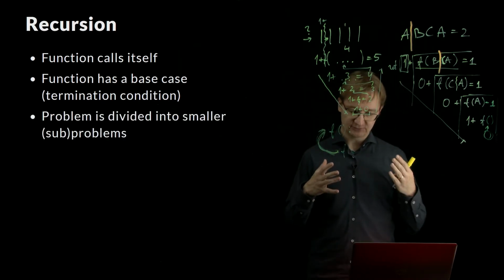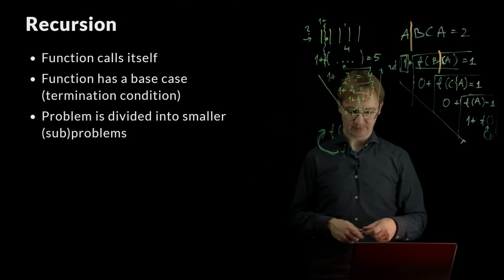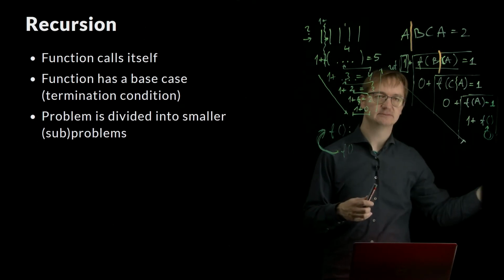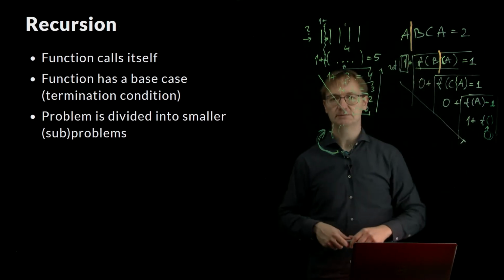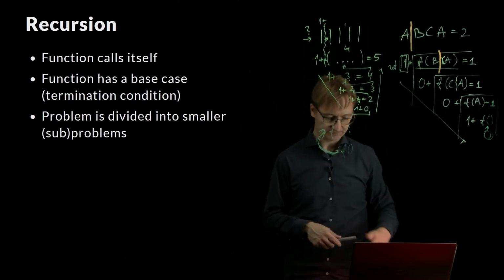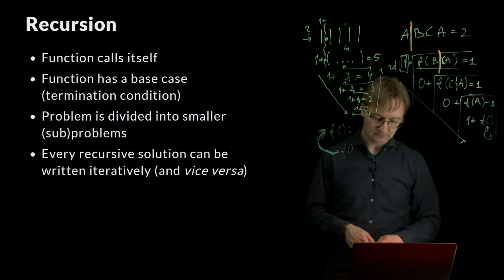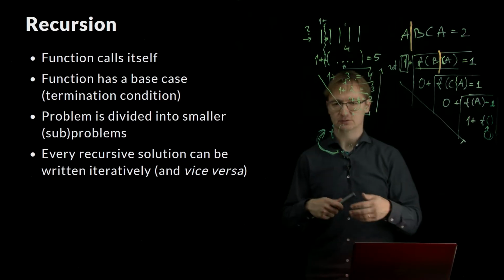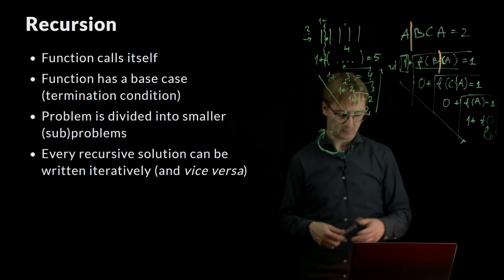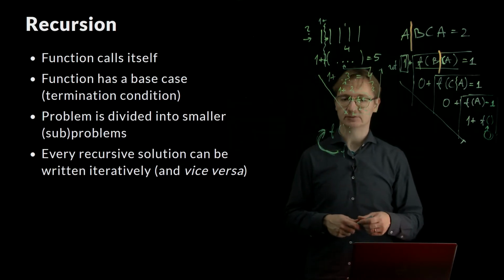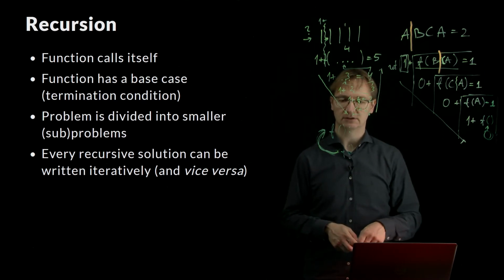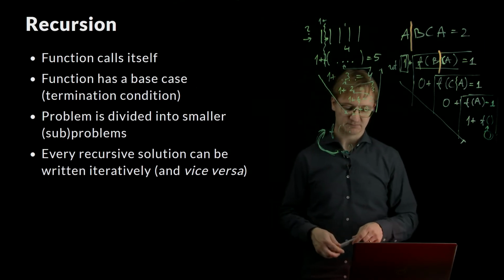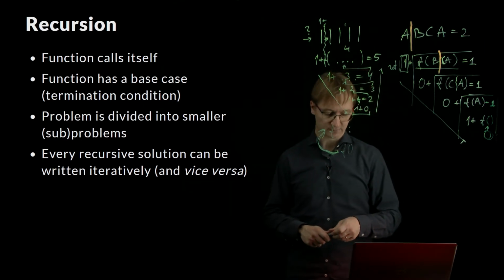And usually we try to divide the problem into smaller sub-problems. So as I saw here, instead of trying to solve the whole string at once, I solve the problem for one symbol and the rest comes out of that. And every recursive solution can be written iteratively. An iterative solution is one where we use a looping, a while or for loop, and vice versa. So if I have a regular solution to a problem where I use a for loop, I can write it as a recursive program also.